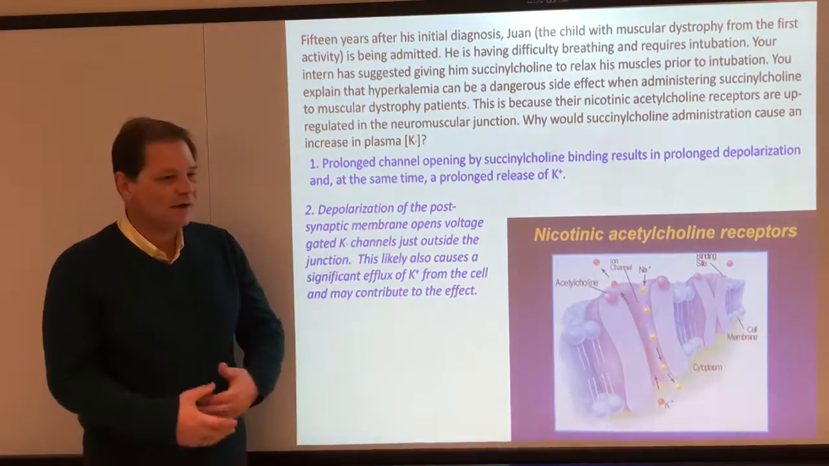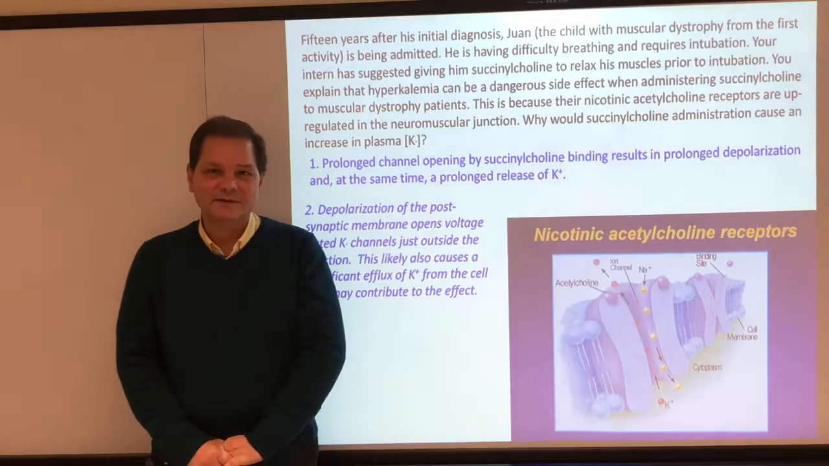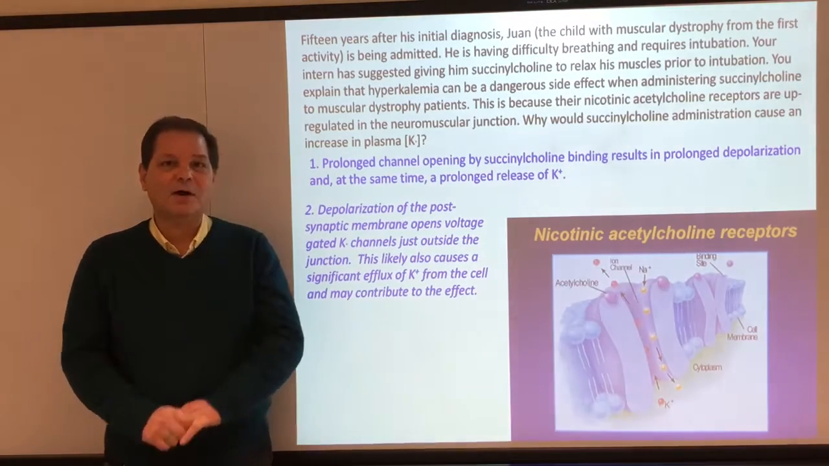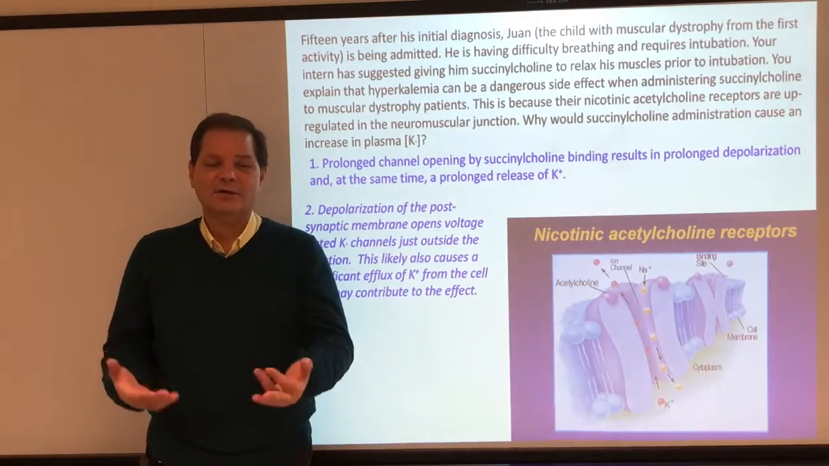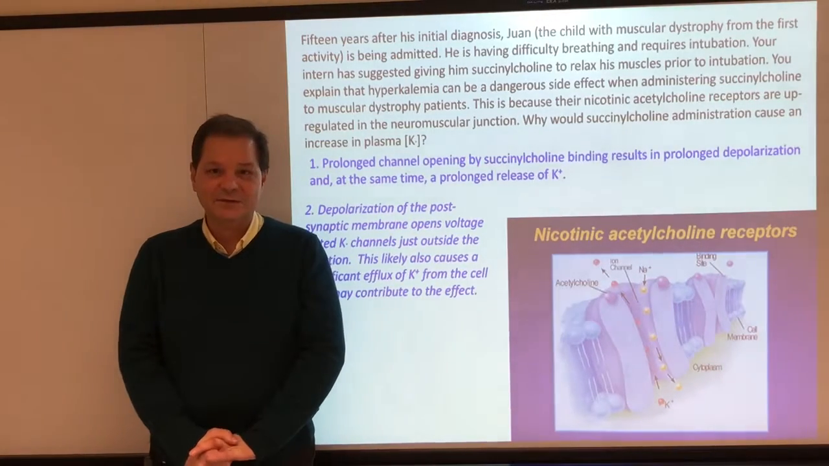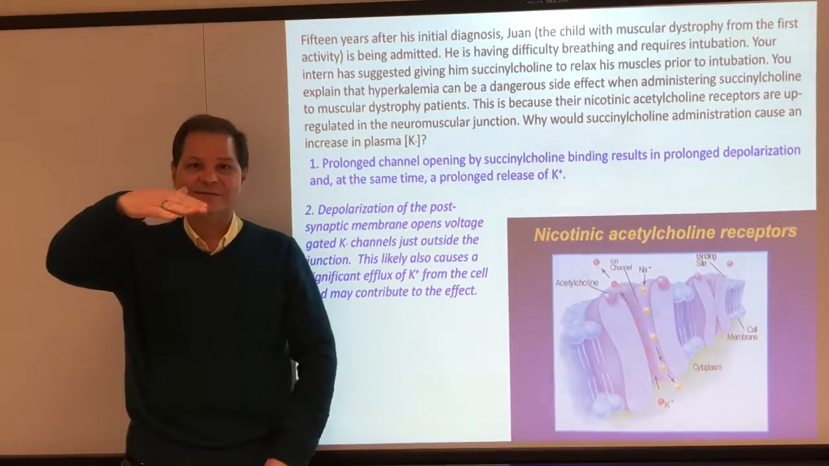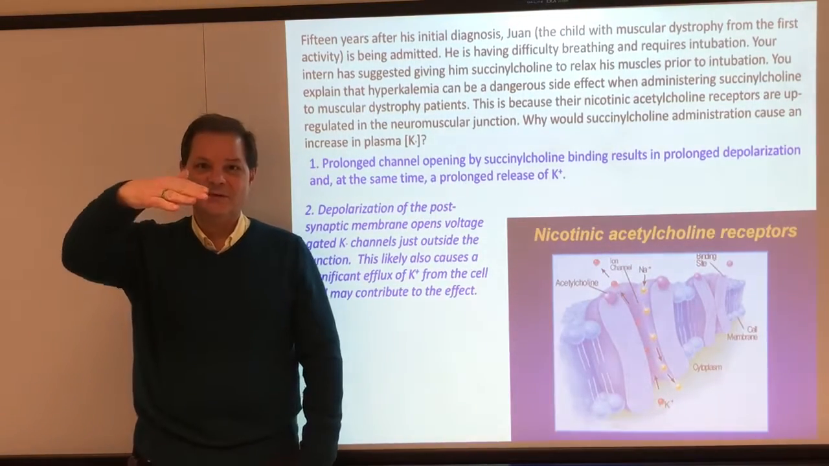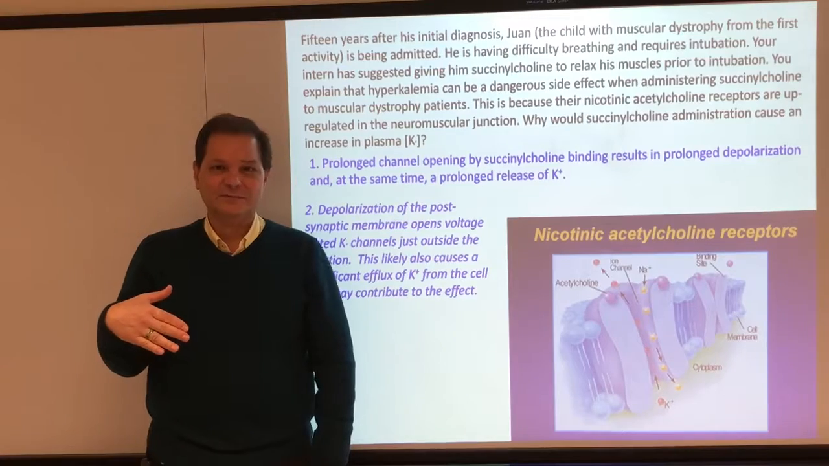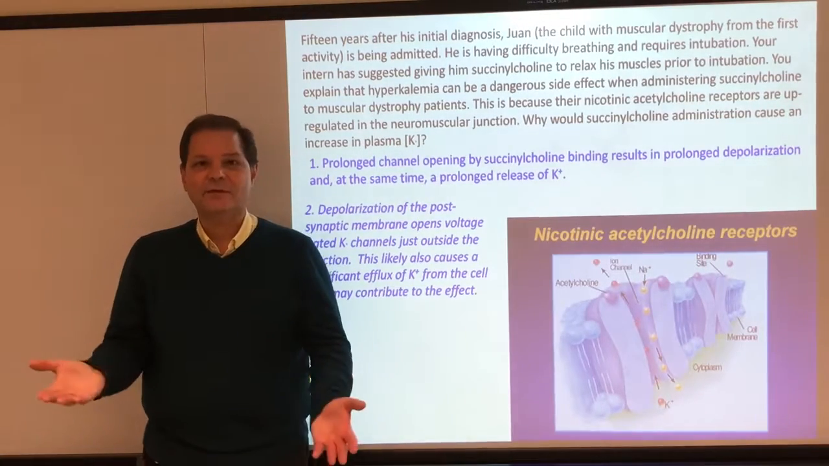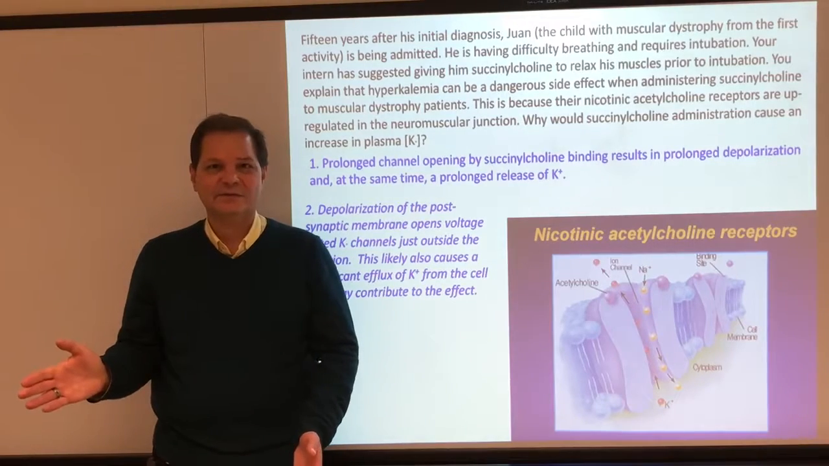The succinylcholine binds to the nicotinic ACh receptor, and it causes prolonged activation, prolonged openings of the receptor channel. Now the way it works is, you activate the receptor and then it desensitizes with prolonged activation. And so that's how you get your muscle relaxation, through the desensitization of the receptor.